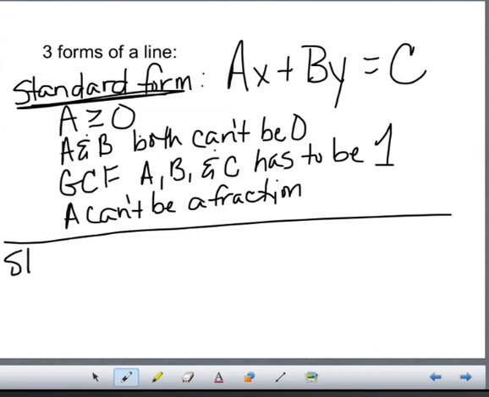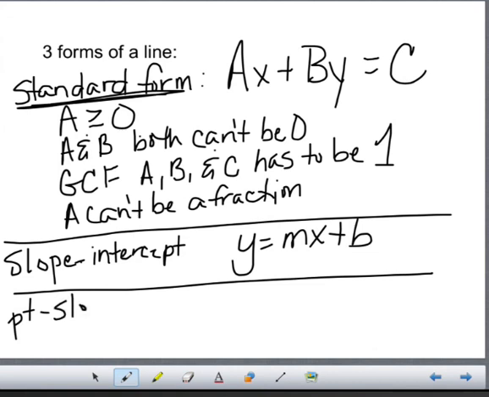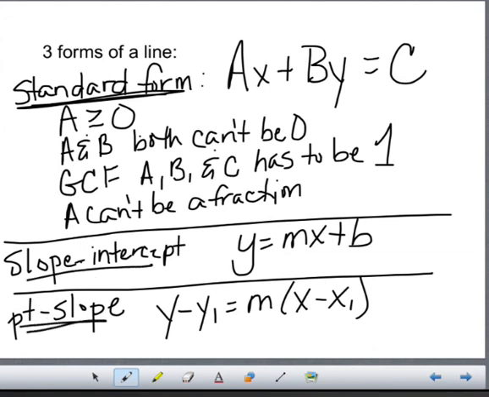Then we had slope-intercept form, which is probably all of our favorites. It's the easiest, right? We liked that one, where y equals mx plus b. And m is our slope, and b was our y-intercept. Remember that. And then today we started to talk about point slope form, which looks like y minus y1 equals m times x minus x1. Again, m is my slope. x1 and y1 are any point on the line. So those are your three forms of a line that you're going to need to know.